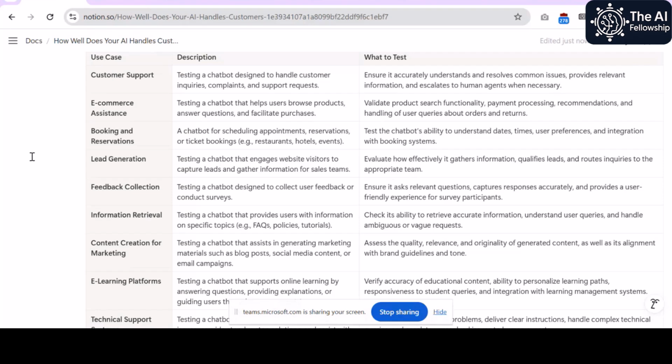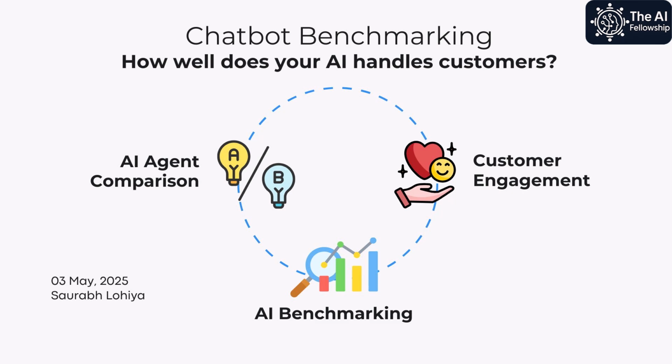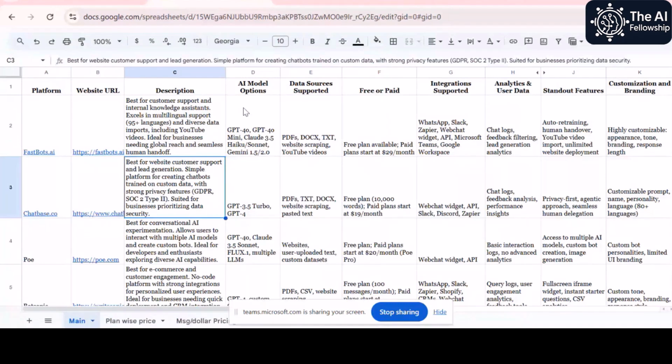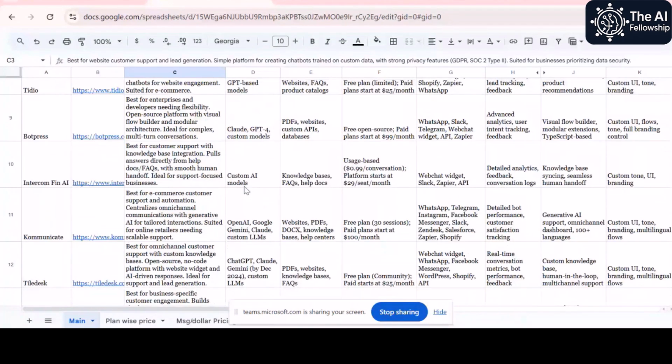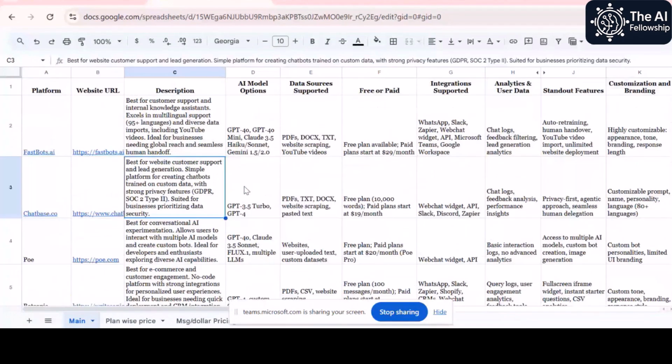Yes, we look into that, but this session is more focused on how to compare and how to benchmark them, because there are too many options available. To give you a quick peek, I created a sheet. There are more than 20 chatbots available where you don't need to code anything.